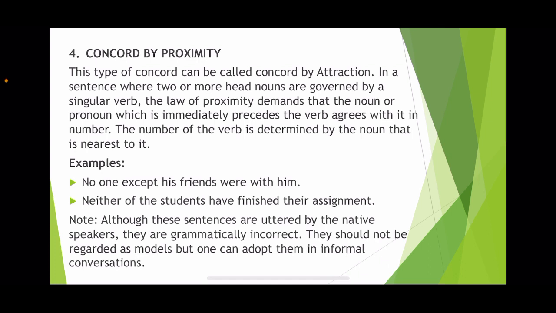Examples: no one except his friends, the last one, friends, were with him. Neither of the students have finished their assignment. Note, although these sentences are uttered by the native speakers, they are grammatically incorrect. Listen, they should not be regarded as models, but one can adopt them in informal conversation. It's not every time you will be speaking like this.